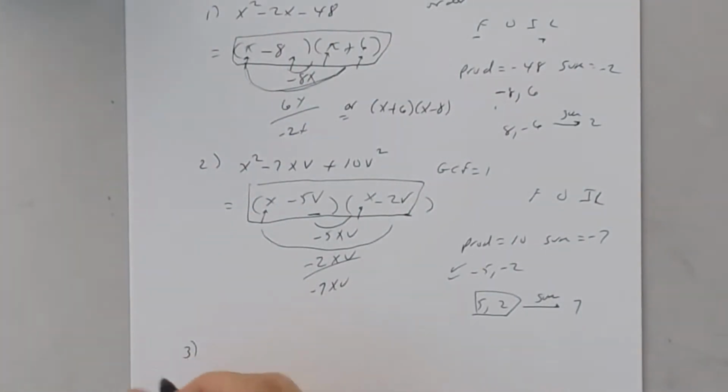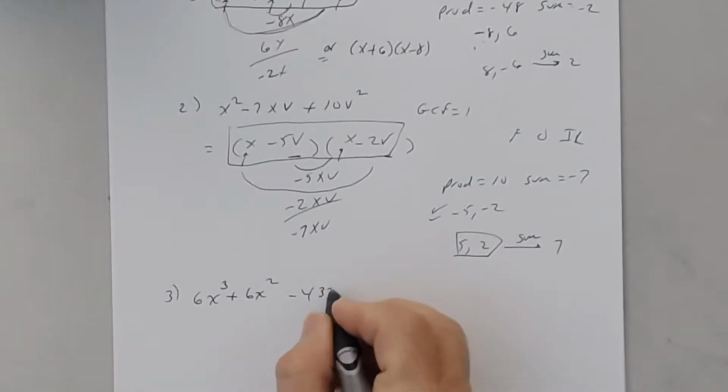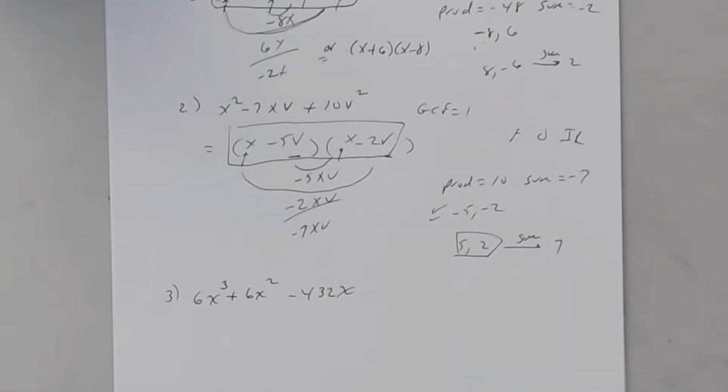All right, number 3, suppose you had 6x cubed plus 6x squared minus 432x. So 6x cubed plus 6x squared minus 432x. Now use your calculator to help you with this. What do you think the GCF is? Is it just 6? 6x, right? GCF is 6x. And it is in descending order already. X cubed, x squared, x. So, the GCF is 6x.